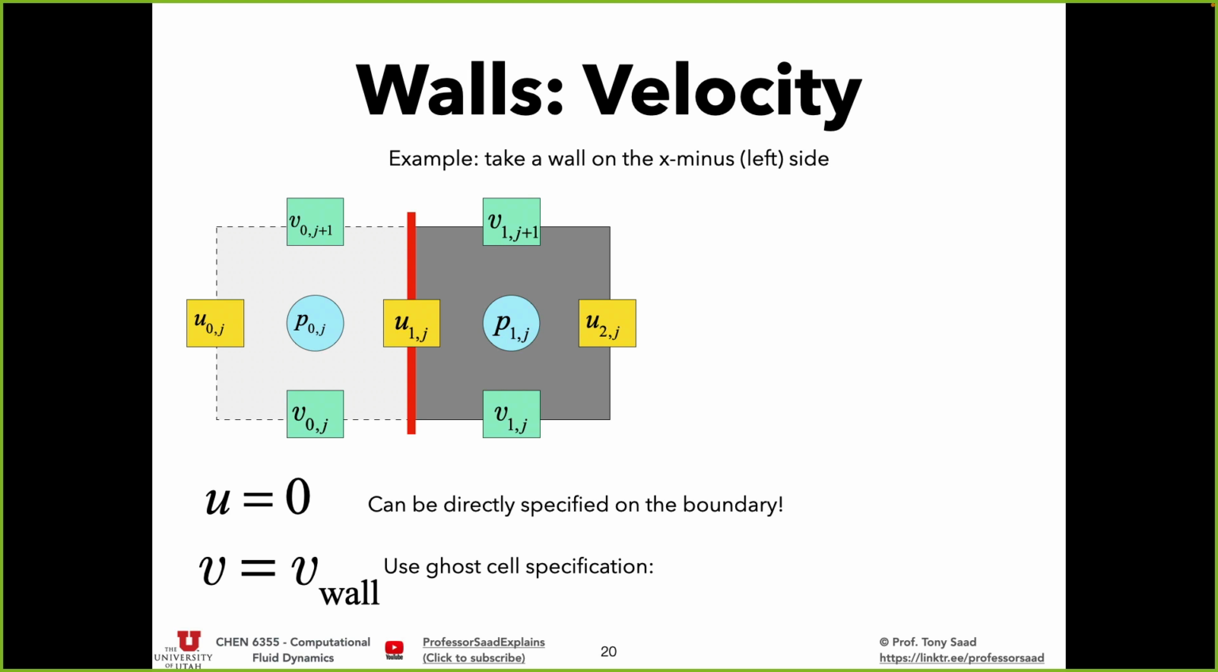All right, so then mathematically, this would look like that. V interior plus V ghost over 2 is equal to V wall. The average between these two velocities is equal to V wall. Same thing for these two guys, okay?